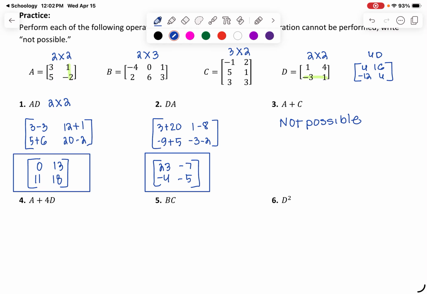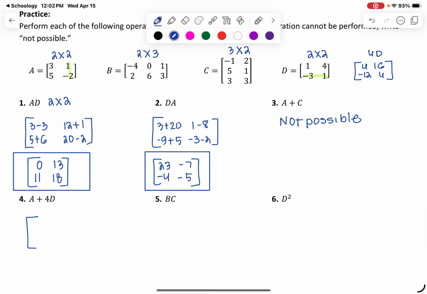A is a 2 by 2 also, so this is going to be nice and easy here. So I'm going to get a 2 by 2. All right, so A plus 4D. 3 plus 4 is 7. 1 plus 16 is 17. 5 minus 12 is -7. And -2 plus 4 is 2.